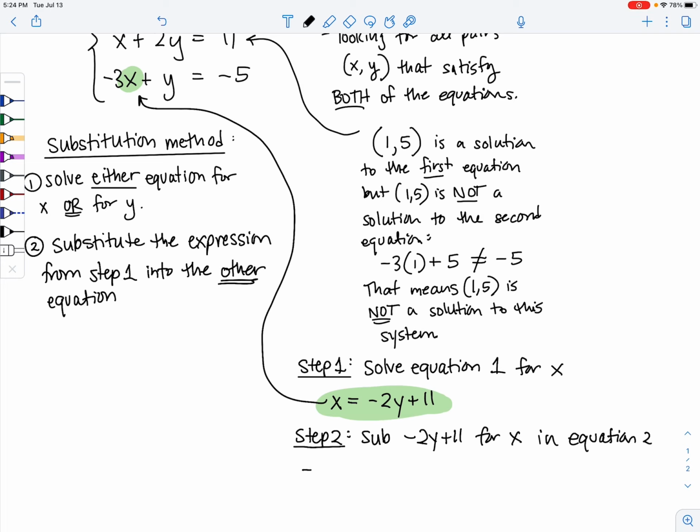So that's going to look like negative 3, that stays there, and then I'm going to put parentheses around what I'm filling in for x. And then nothing else changes here, right? So the negative 3 stayed there, the y stays there, and the negative 5 stays there. But I just replaced the x with negative 2y plus 11.